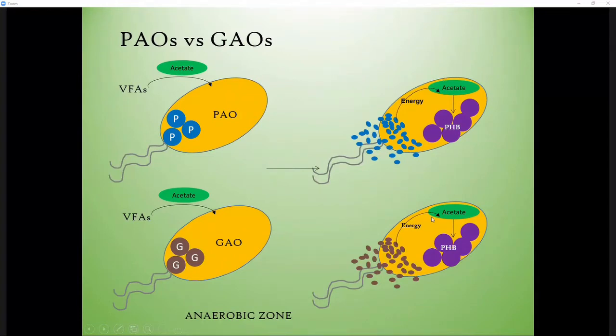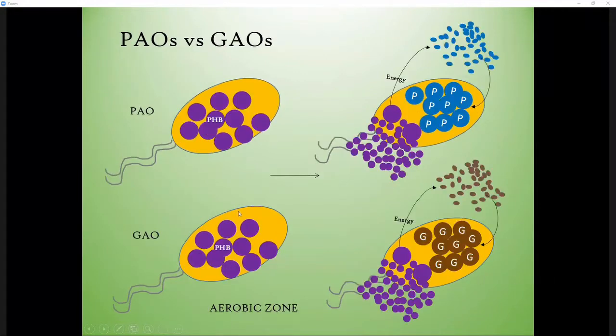So I have no way of knowing which one it is in here. If I do my stain on a sample from the anaerobic zone, I'm just going to see PHB, so I don't know if it's GAOs or PAOs. Then when you bring them to the aerobic zone, they both have PHB in their bodies, but your PAOs are going to bust up the PHB and take up phosphorus. But your glycogen bugs are going to bust up the PHB and take up glycogen.